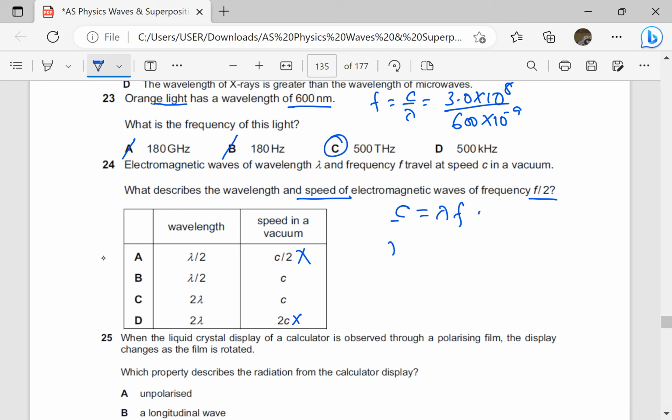But let's check the wavelength. So the wavelength is going to be c divided by f, and I'll put there f over 2. So this is f over 2, which means the 2 goes up. So it becomes twice c over f. Remember, c over f was the initial lambda, because the initial wavelength is lambda equals c over f. So the new wavelength is twice c over f, which is twice lambda. So the answer is going to be C.